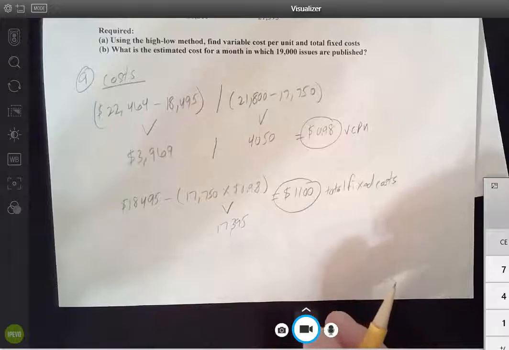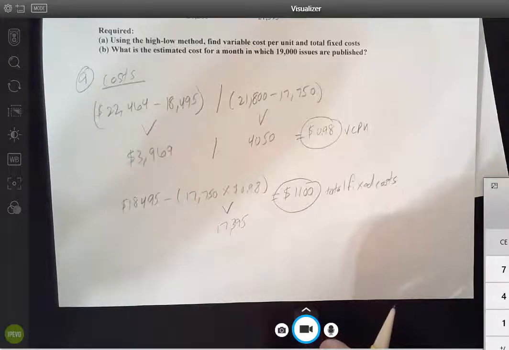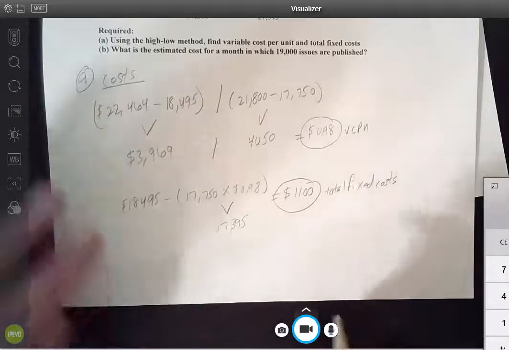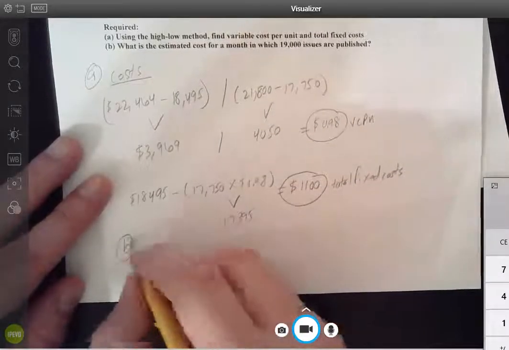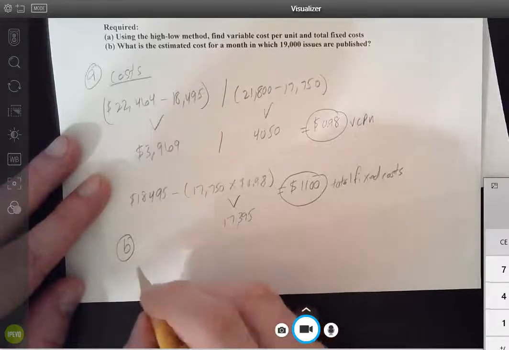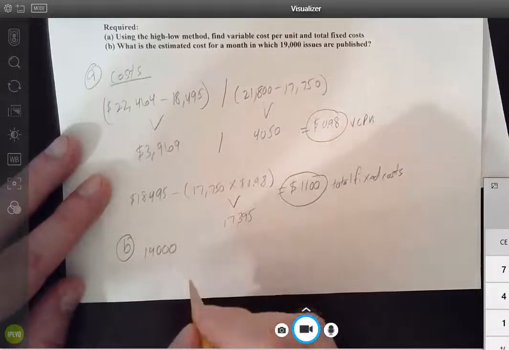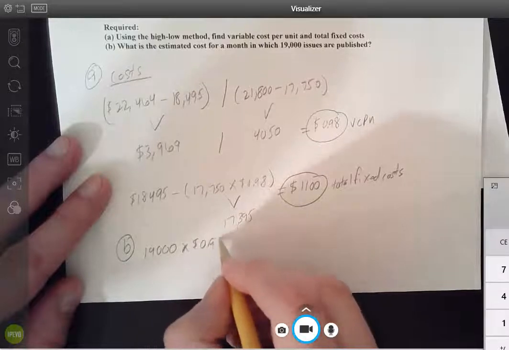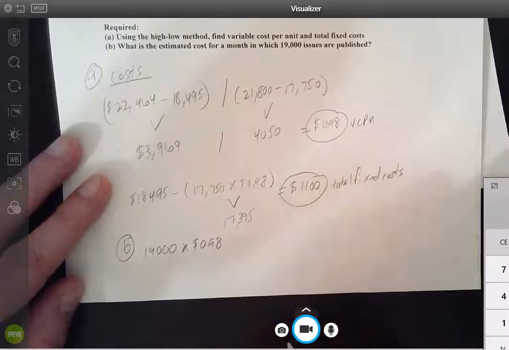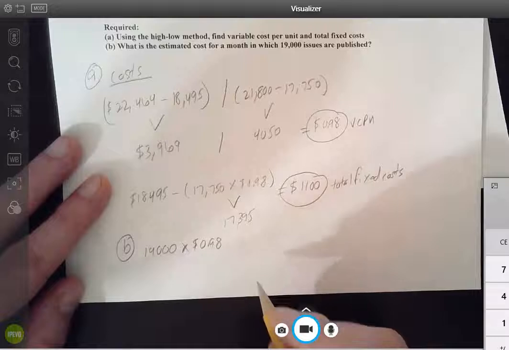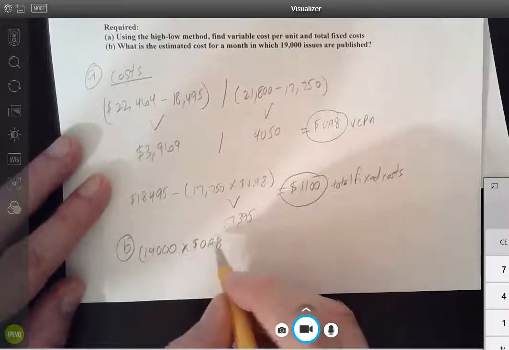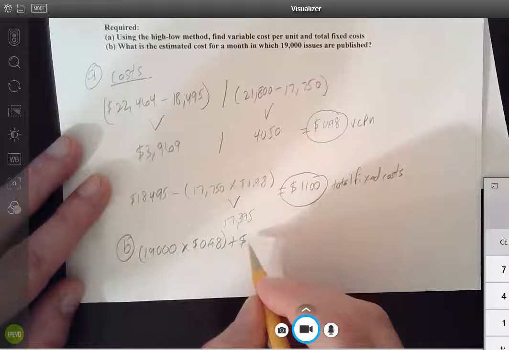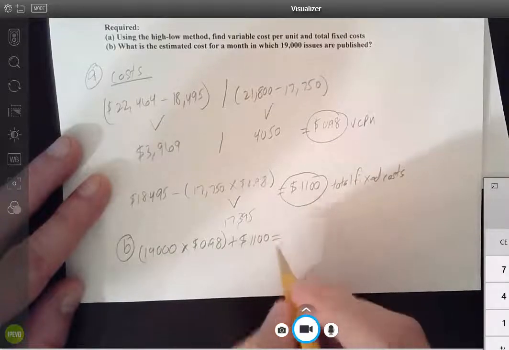Okay? So, it says for part B, let's see here. What is the estimated cost for a month in which 19,000 issues are published? All right. Well, all we have to do, part B, we've already done all the work, really. We're just going to take the 19,000 units and we're going to multiply that by our variable cost per unit of 98 cents. And then we're going to add to that our fixed cost.